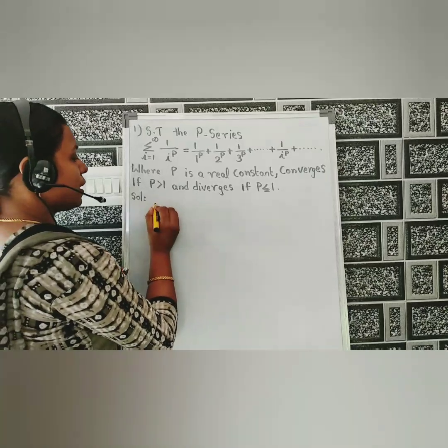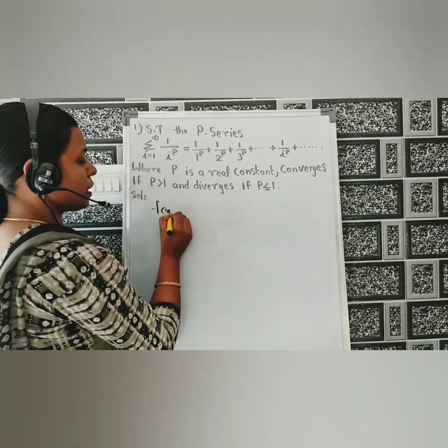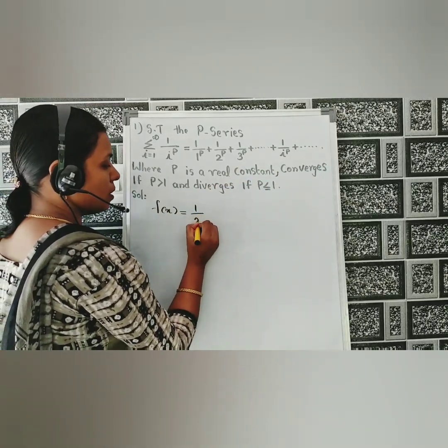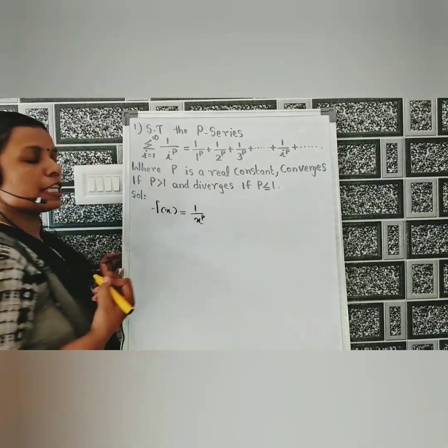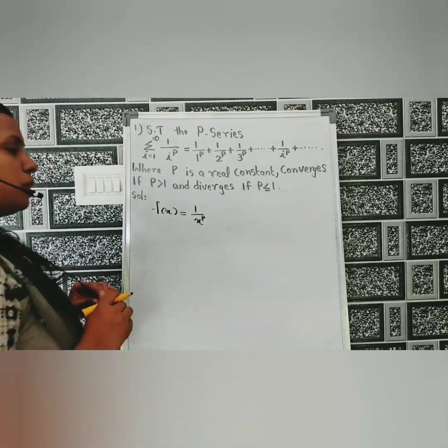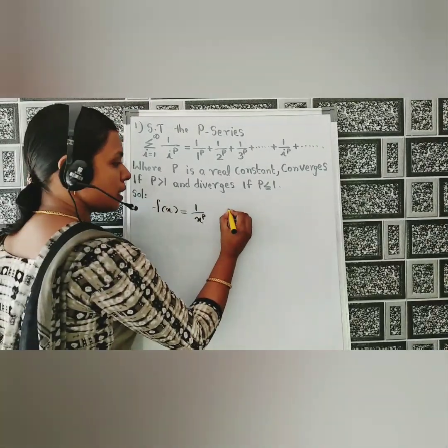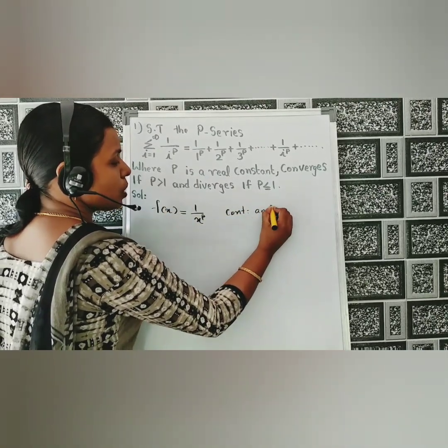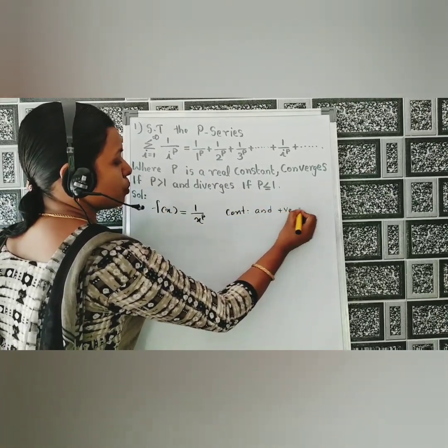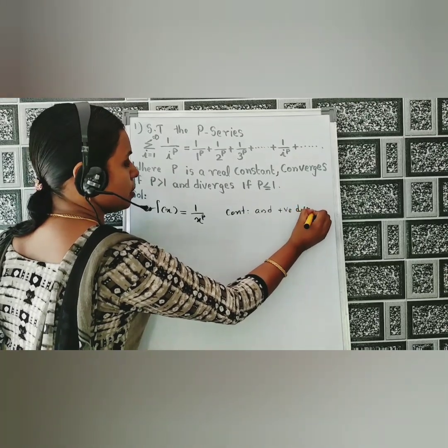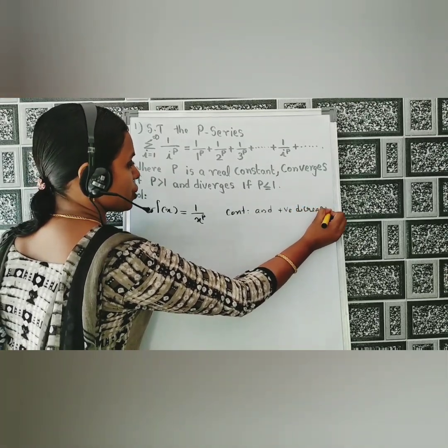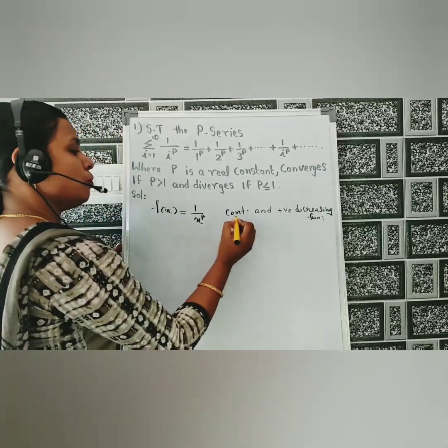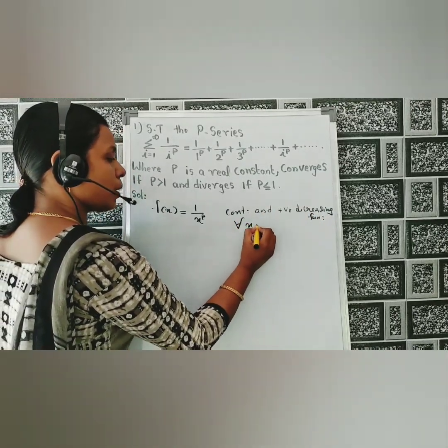The function f of x is equal to 1 by x raised to P. This function is continuous and positive decreasing function for every x greater than or equal to 1.